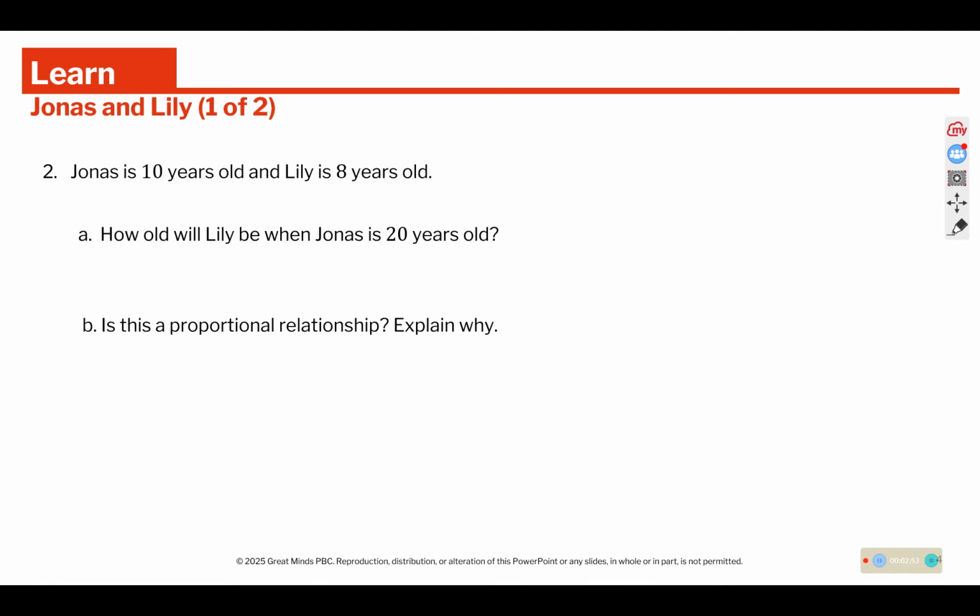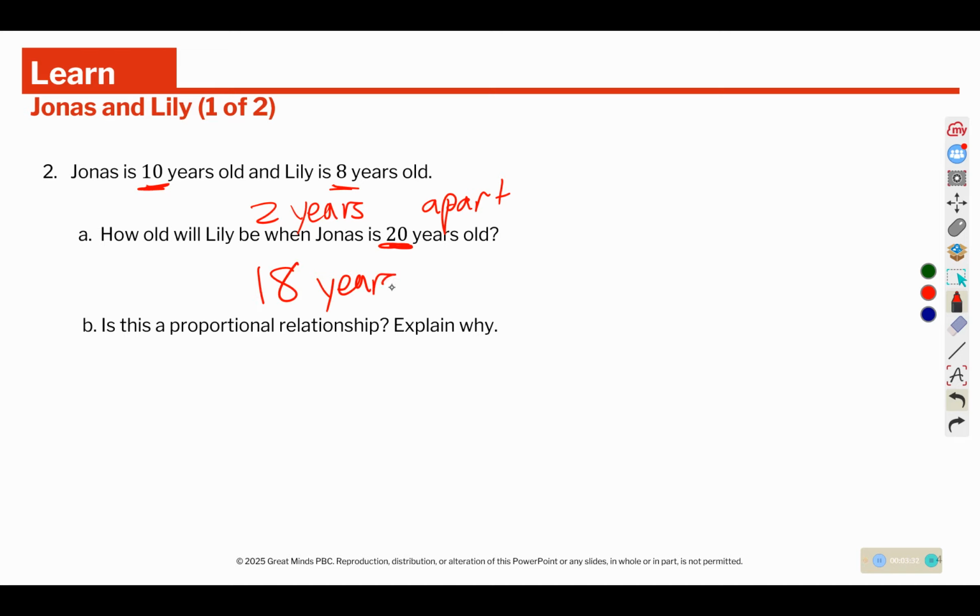In the next problem, we are going to answer questions related to the description that it gives us. It says Jonas is 10 years old and Lily is 8 years old. How old will Lily be when Jonas is 20 years old? Well, right now they are 2 years apart. That's not going to change as they age. They're always going to be 2 years apart. So if Jonas is 20, Lily is younger than Jonas, and they are 2 years apart. So Lily would be 18 years old.